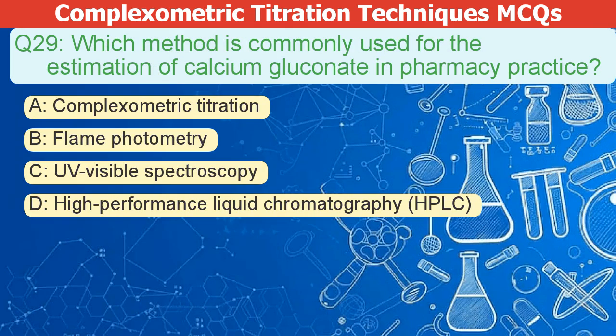Which method is commonly used for the estimation of calcium gluconate in pharmacy practice? A. Complexometric titration. B. Flame photometry. C. UV-visible spectroscopy. D. High-performance liquid chromatography, HPLC.